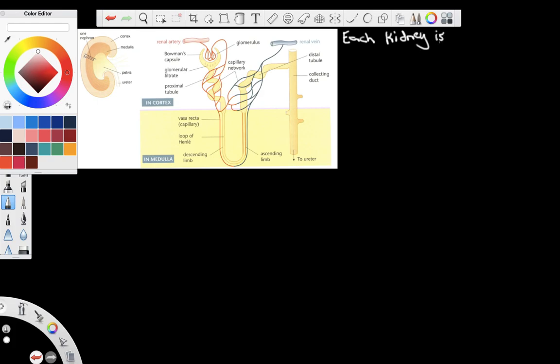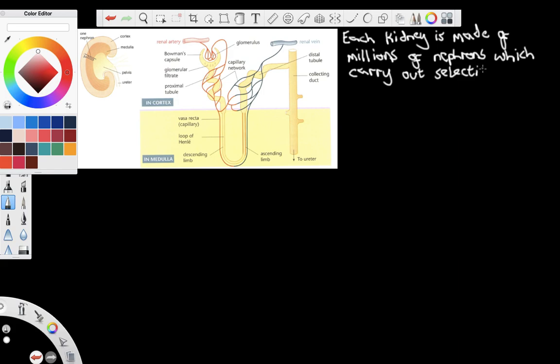is made of millions of nephrons which carry out selective reabsorption. Selective reabsorption. And that is a key word that we didn't define last lesson, okay? And that's why I'm mentioning it now.